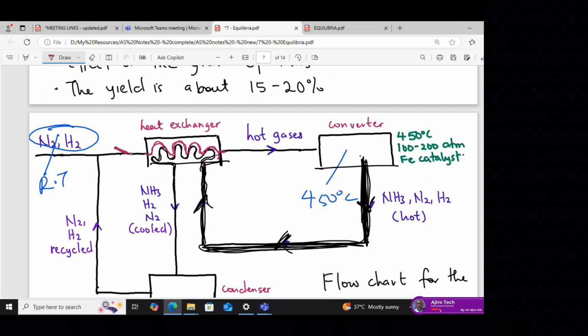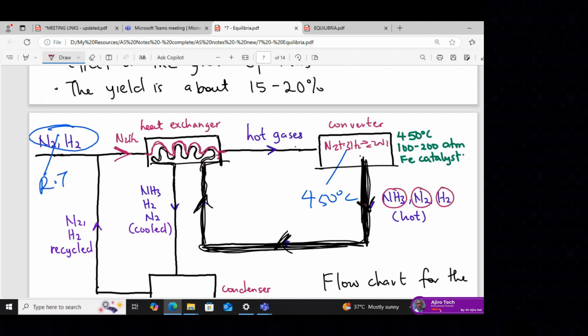Nitrogen and hydrogen enter here. By the time they come, they are already hot. Do you agree to that? How do they get hot? They gain heat from the ammonia that is coming out. When nitrogen now gets here, of course, the hydrogen will be here. This hydrogen will react, N2 plus 3H2, in the converter to give what? True, ammonia. All of them come out now, both ammonia, nitrogen, and hydrogen.